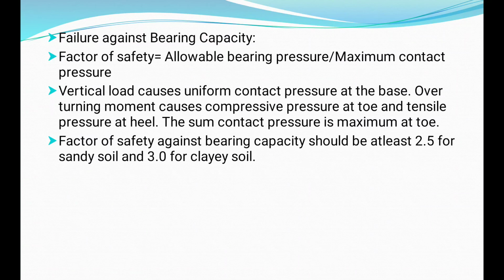Next one is failure against bearing capacity. Factor of safety is calculated by allowable bearing pressure divided by maximum contact pressure. Normally vertical load causes uniform contact pressure at the base. Overturning moment causes compressive pressure at the toe and tensile pressure at the heel. So contact pressure is maximum at the toe. Therefore, factor of safety against bearing capacity should be at least 2.4 for sandy soil and 3.0 for clay soil.